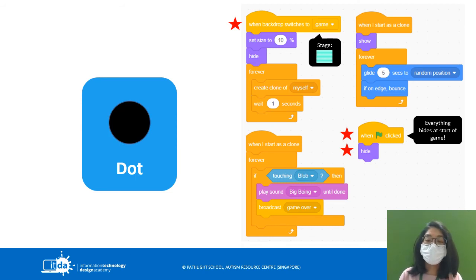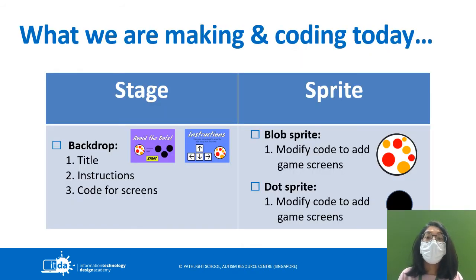Just to summarize what you're making and coding today: for your stage, you are going to add two more backdrops, your title screen and your instruction screen, and you're going to add code for your screens to make sure they work. After that, move on to your two sprites. For your blob sprite, you need to modify the code to add the game screens, and you need to do that for your dot sprite, your enemy sprite, also. So follow my instructions and you'll be on the right track.